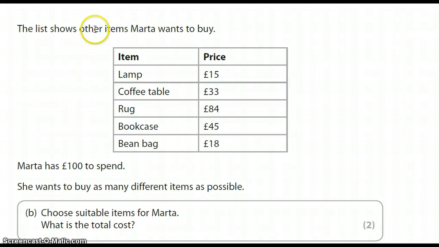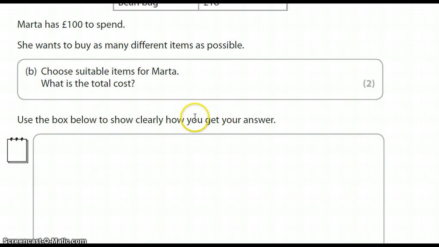The list shows other items Marta wants to buy. Item, price: lamp, coffee table, rug, bookcase, beanbag. Marta has that amount to spend. She wants to buy as many different items as possible. Choose suitable items for Marta. What is the total cost? Use the box below to show clearly how you get your answer.